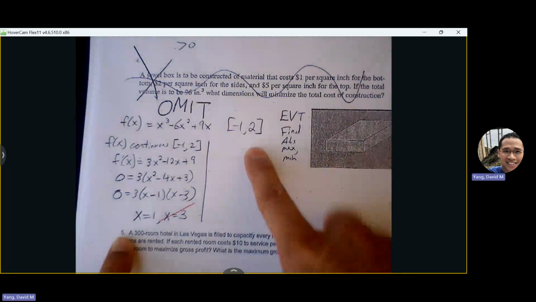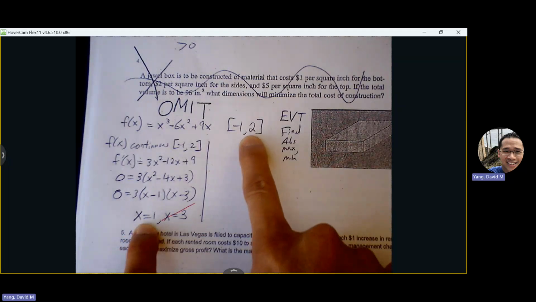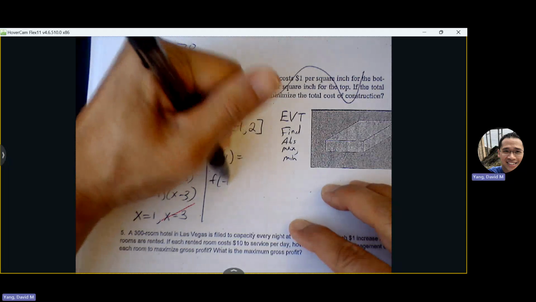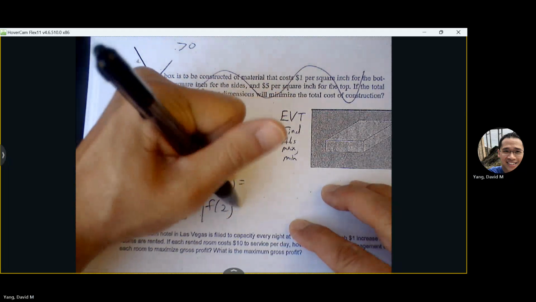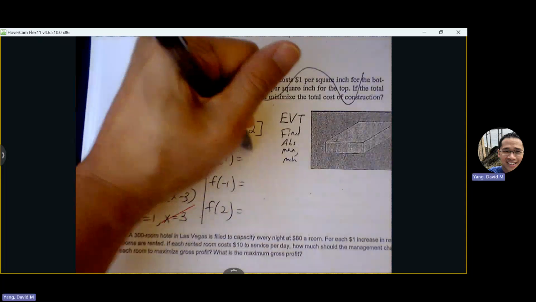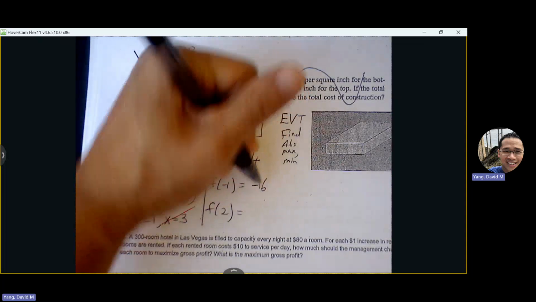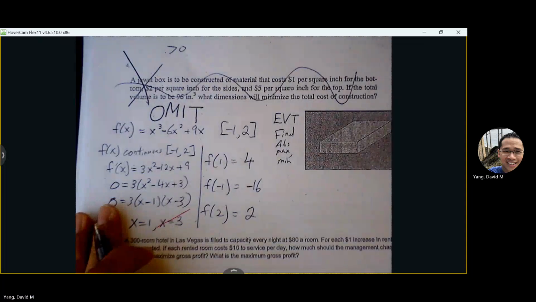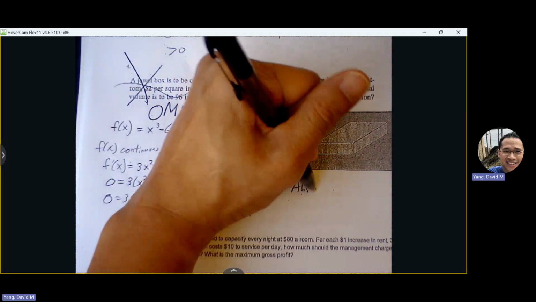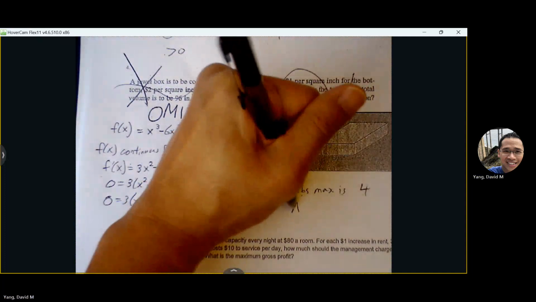Now, they all go back into the original function. Now we're just finding the physical locations at these points. So we have to plug 1 in, plug -1 in, plug 2 in, and compare the y values. f of 1 is 4, f of -1 is -16, f of 2 is 2. And for extreme value theorem, I only want the y values. So absolute max is 4, and absolute min is -16.